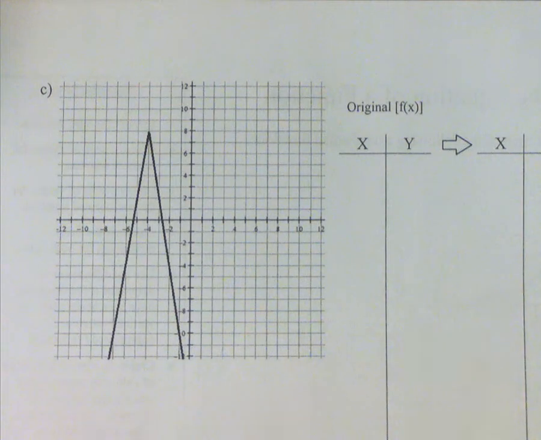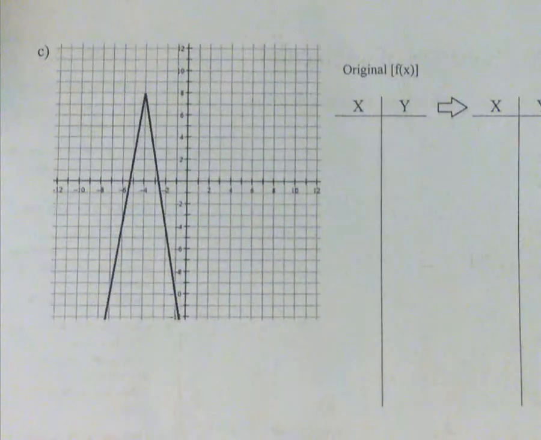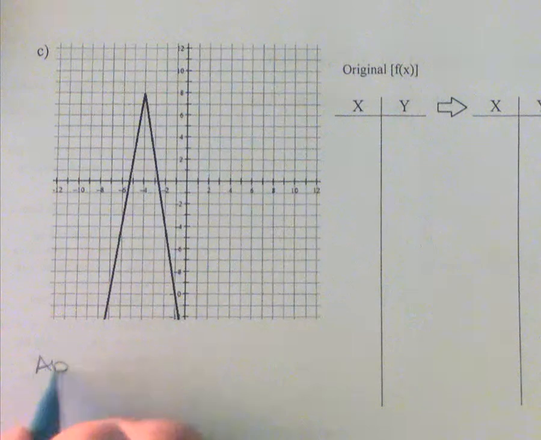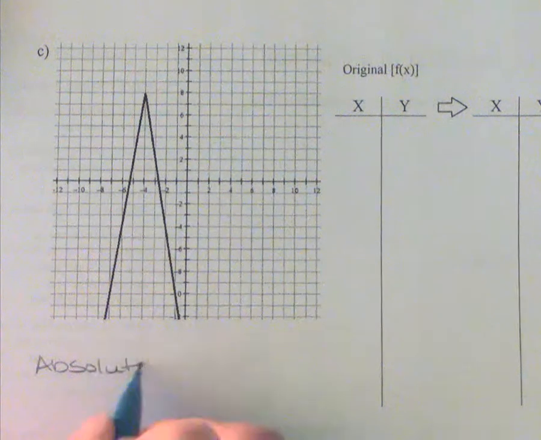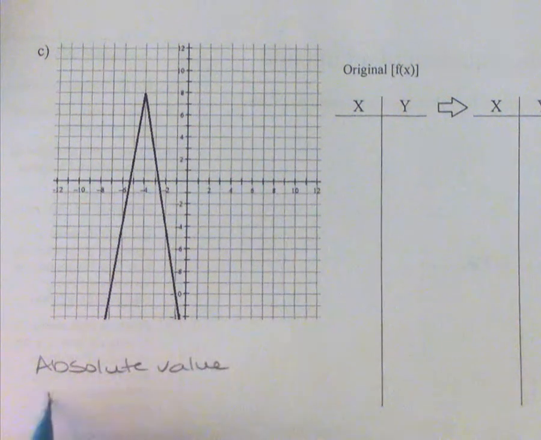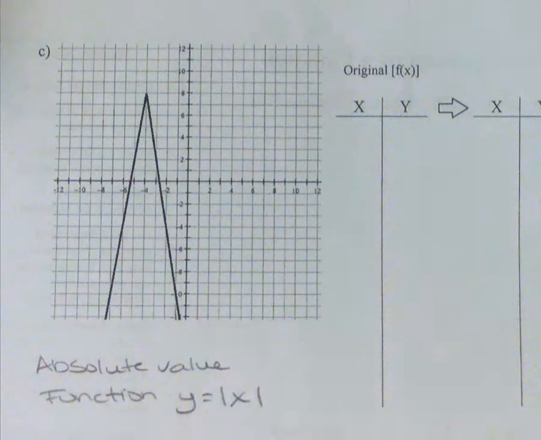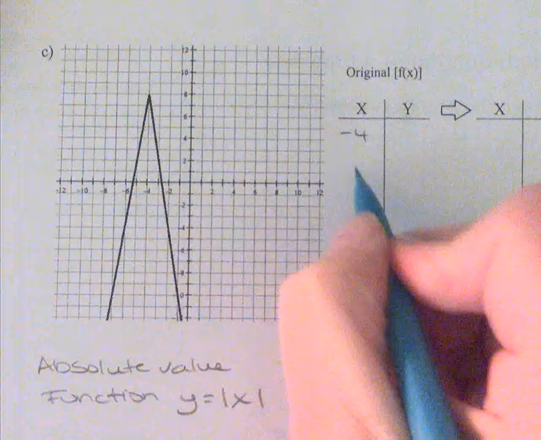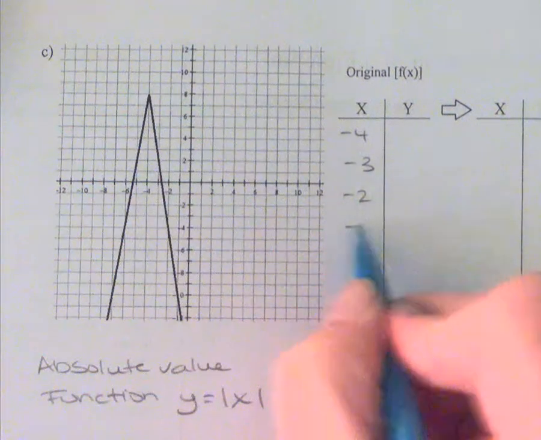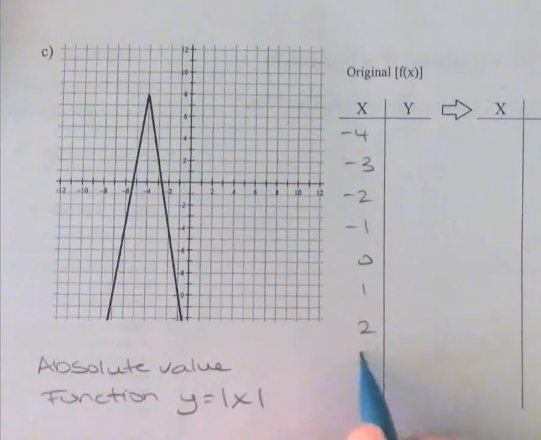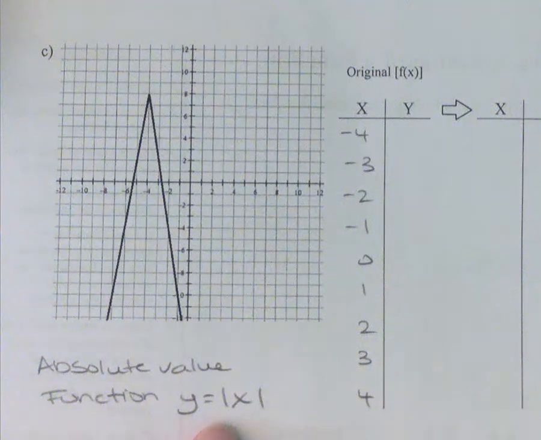Okay, so I know this is the absolute value function. So this is the absolute value function, and its equation is y is equal to the absolute value of x. So for the original, I'm going to use the equation because it's not given to me on the grid. And that's because I need to recognize what type of function it is.